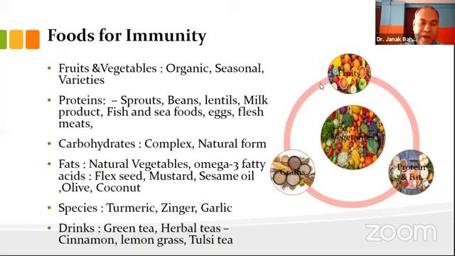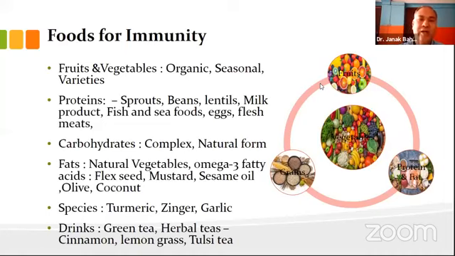And when we choose the fat, there is evidence that when we take an increased amount of fat, it will reduce immune functions, especially trans fat and saturated fat. So we have to reduce the intake of fat, and natural vegetable sources which contain omega-3 fatty acids, especially flaxseed oil, mustard oil, sesame oil, olive oil, coconut oil are very good for our immunity and general health also. And when we talk about spices, there are very important spices.